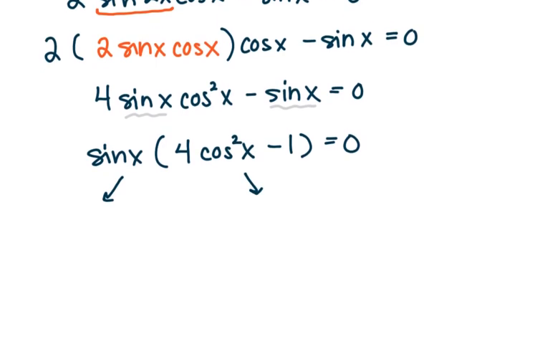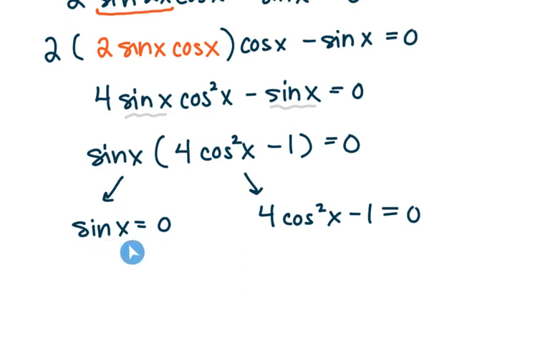So now that I have two factors equal to 0, I'm going to say sine x equals 0, and then also my other factor, 4 cosine squared x minus 1 equals 0. Solving sine x equal to 0. Where is sine equal to 0? Thinking about our ordered pairs, we have 1 and 0 and negative 1 and 0. Sine is equal to 0 when we are at 0 or pi. So for this first factor, I've got x equals 0 or pi.